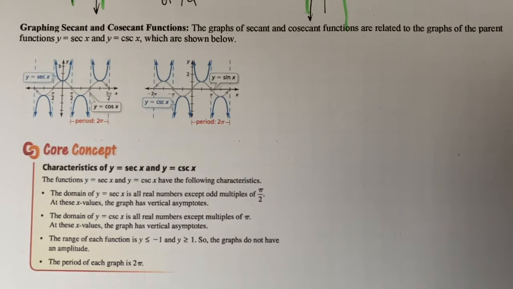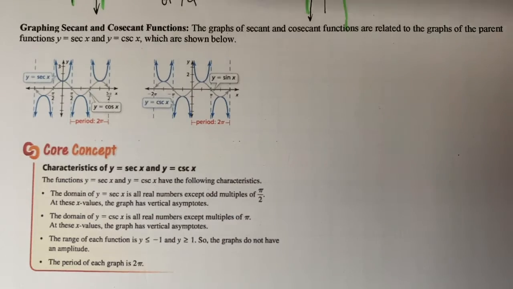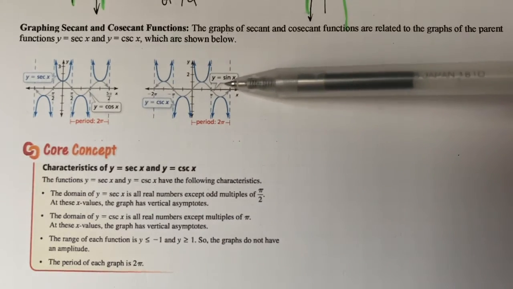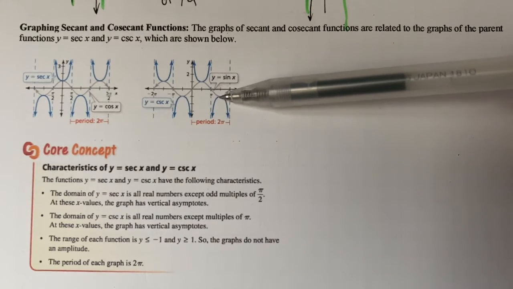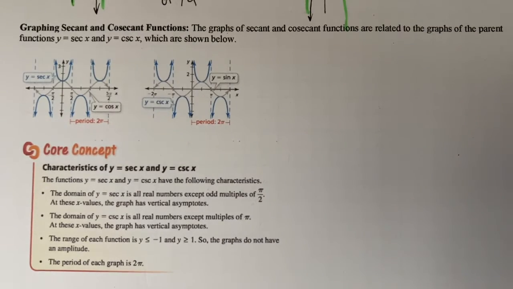The range of the functions for both cosecant and secant is going to be y is greater than or equal to the maximum of your cosine or sine function, and y is less than or equal to the minimum of your cosine or sine function. And the period of both graphs is going to be 2 pi.